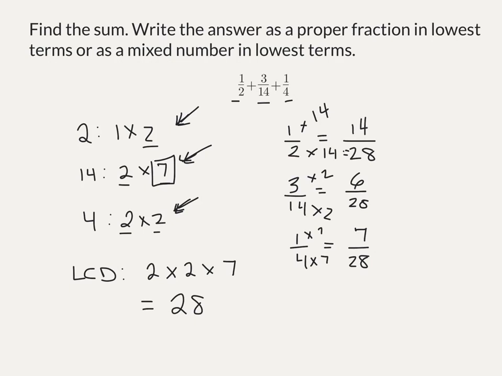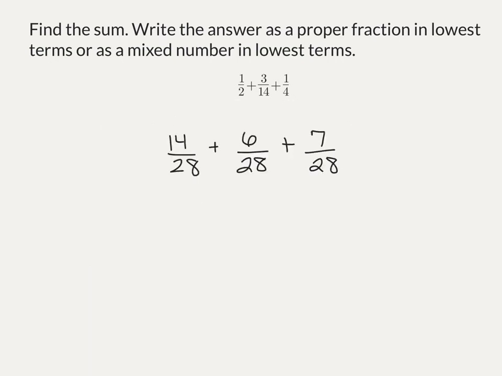Now I'll take my rewritten fractions and add them together to find my sum. When I rewrite my problem so that each fraction has a denominator of 28, I get 14 over 28 plus 6 over 28 plus 7 over 28. Now that they all have the same denominator, I can just add the values in my numerator position and place that sum over the denominator of 28. So 14 plus 6 plus 7 is 27. That means that my answer, or sum, is 27 over 28.